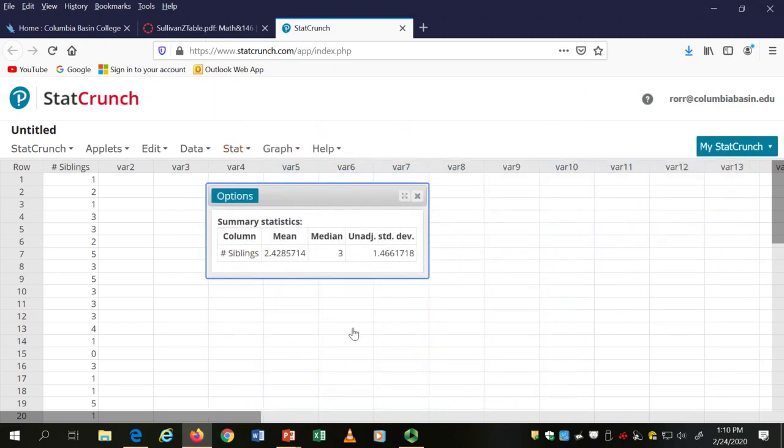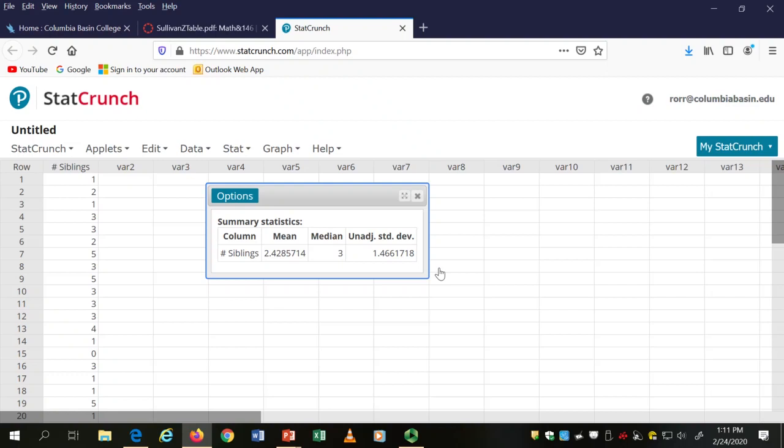Is the unadjusted one the only one that we wouldn't get on our calculator? It's where it doesn't do the -1. Yes, the sigma versus the s. Anyways, you can see here, on average, as a population, if the population was everyone here, we have 2.4 siblings. The median number of siblings is 3, and the standard deviation is about 1.5 siblings. So that's our population data.